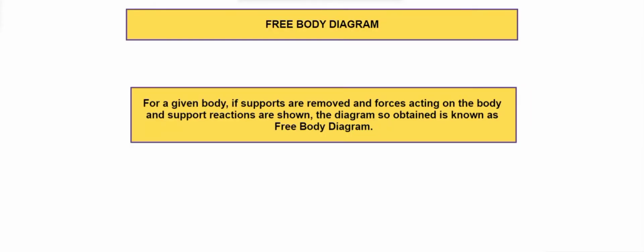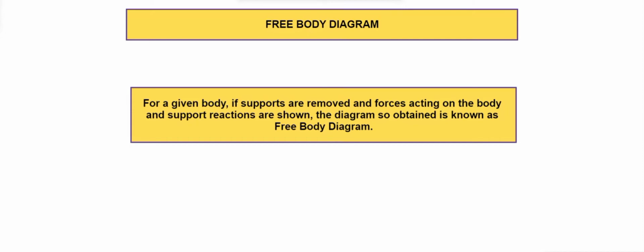Today we will learn how we can draw a free body diagram from the system which is given to us. Firstly, we'll see what a free body diagram is. For a given body, if supports are removed and forces acting on the body and support reactions are shown, then such a diagram is known as a free body diagram. We'll understand this with the help of an example.